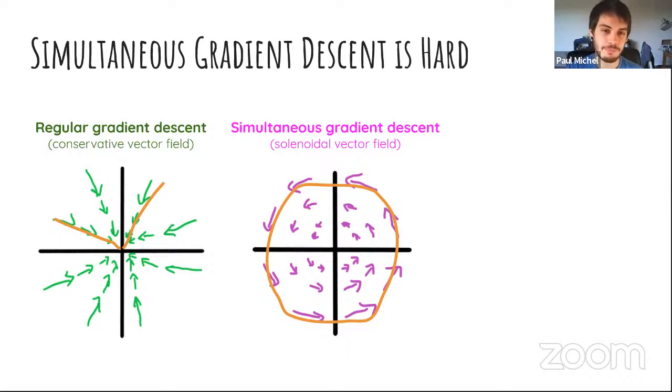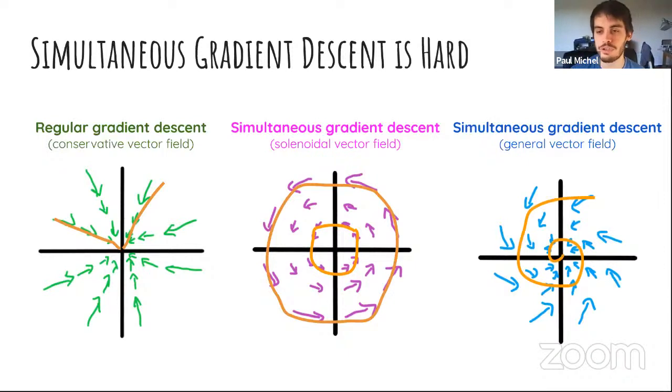But concretely for us, this means that when we're doing simultaneous gradient descent, we might end up in situations like this where we're never actually going to stop. And we're going to reach these stable trajectories. In practice, it's not all rotational like this. You have a mixture of both, and then you end up with trajectories that look like this. You have some weird spiral thing. But basically it's harder than regular gradient descent.